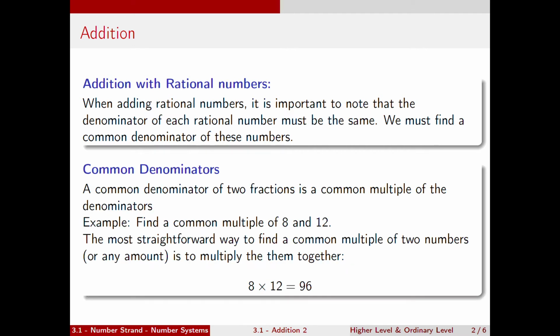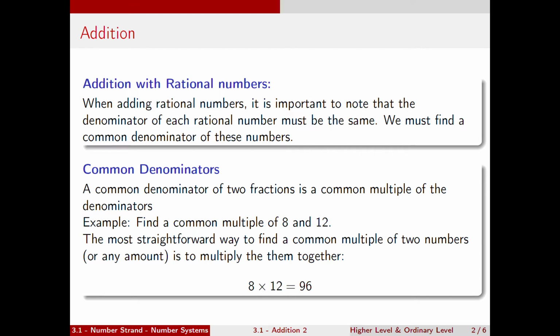A common denominator of two fractions is a common multiple of the denominators. So let's find a common multiple of 8 and 12. A common multiple of 8 and 12 would be a number that both 8 and 12 are a factor of. Now the most straightforward way to find a common multiple of two numbers, or any amount of numbers, is to multiply them together. So a common multiple of 8 and 12 is 96. As we can see here, we just multiply 8 by 12 and we'll get 96.